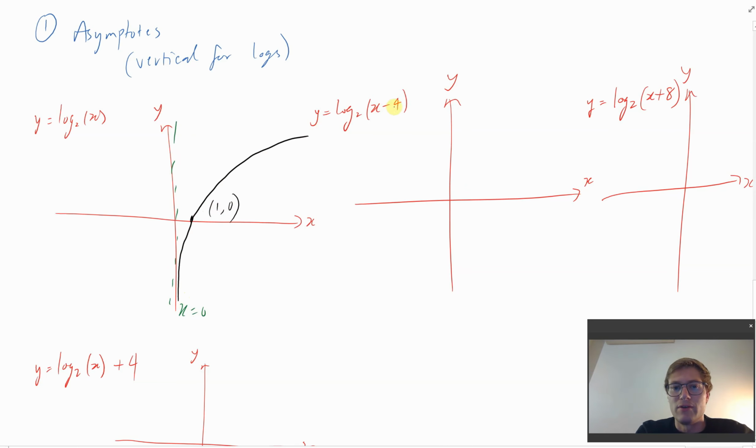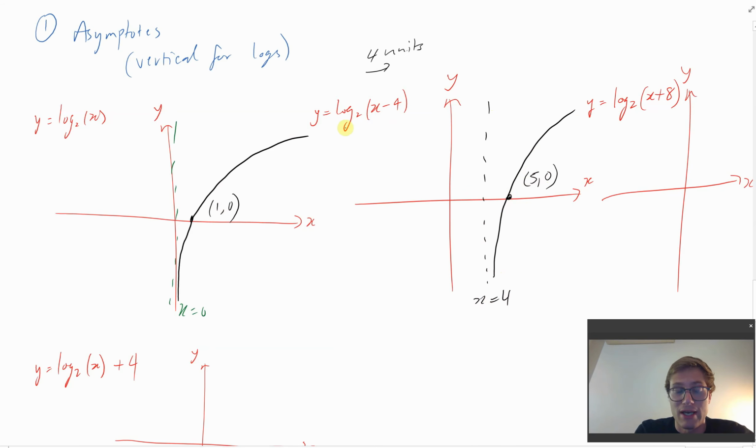Let's take a look at this one. You'll see that it's been translated in the positive direction 4 units. So the first thing we'll notice is the asymptote has changed where it is. It's now over here, at x equals 4. The shape of the graph hasn't changed, and the easiest way is to think that it started off with an x-intercept of 1, but now it's translated 4 units, so it must now be at 5.